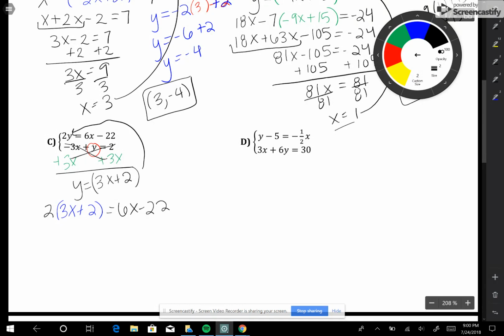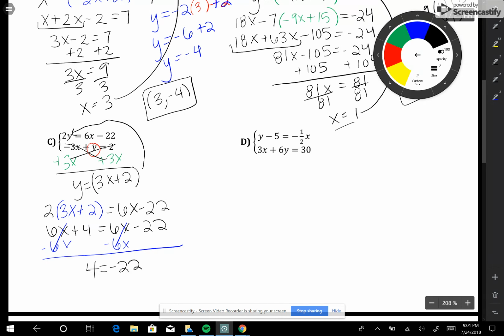All right, looks like I need to distribute on the left. That gives me 6x plus 4 equals 6x minus 22. Now, many of you might see something right now and notice that we have a 6x on each side, which proposes a little bit of a problem, maybe. If we wanted to move 1 to one side, we would subtract 6x on both sides. Well, what that does is it cancels our variables altogether, and we end with 4 equals negative 22.